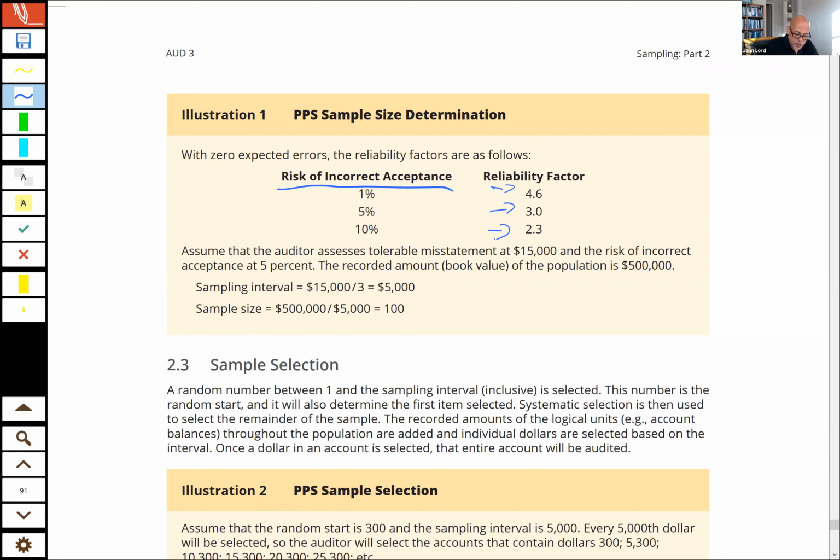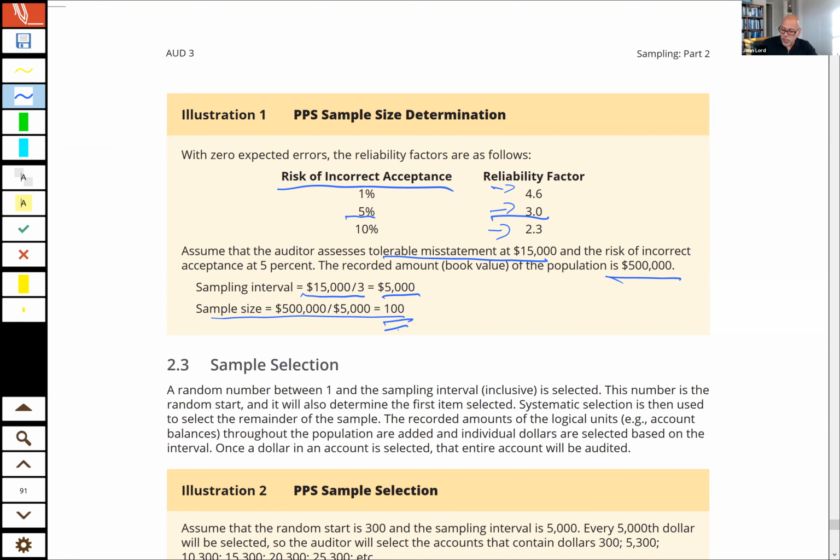Okay, so what happens if our risk of incorrect acceptance, meaning we're wanting to be 95% sure we don't incorrectly accept these financial statements, in other words, only 5% chance we'll give the wrong opinion, and they tell us that the tolerable misstatement is 15, following that formula on the other page, our sampling interval is 5,000. Then to determine the sample size, as we saw from those flashcards with the formula, we'll take the 500,000, the recorded value, and we will divide that by the sampling interval.